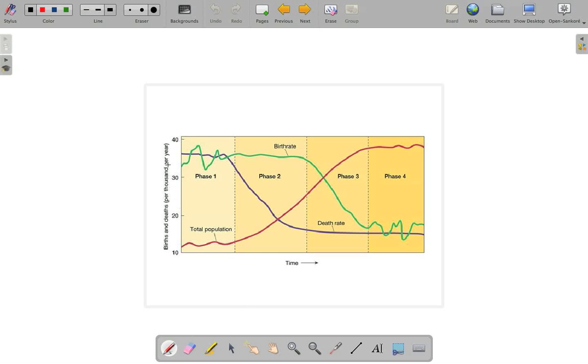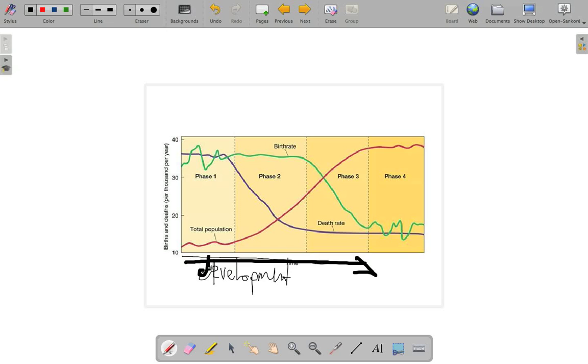Here's the graph, right? And first thing that you do, you notice the axes. The first one down here, going from left to right, is time. So this will be over time, right, as countries develop. So this shows development over time. And then you notice on the y-axis, it's births and deaths per 1,000 per year, right?